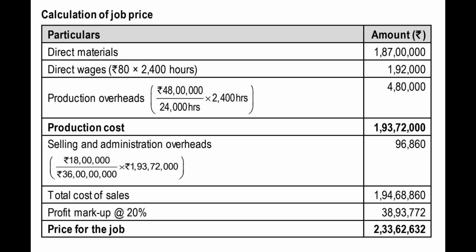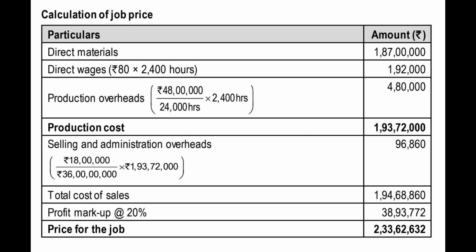So direct material given in the problem is 1 crore 87 lakh. Write under particulars direct materials. In the outer column, write 1 crore 87 lakhs. Direct wages is given in the problem. 2400 hours required. Wages paid per hour is rupees 80. So multiply 80 with the 2400 hours. Update in the outer column 1,92,000.